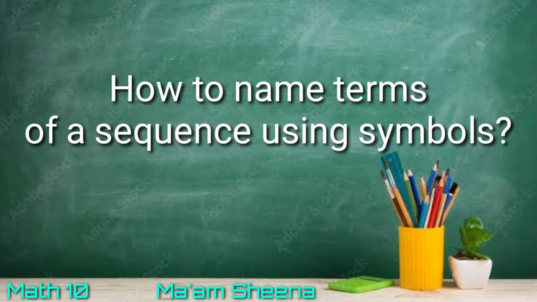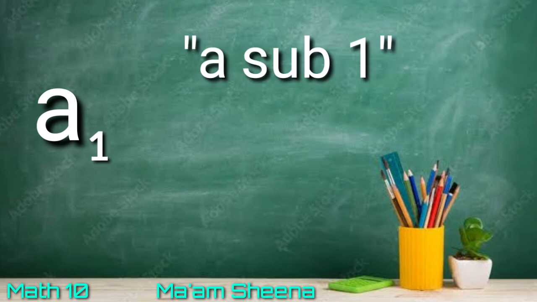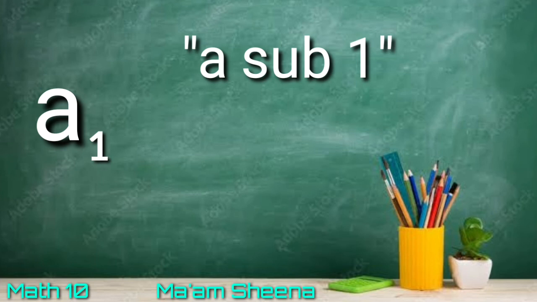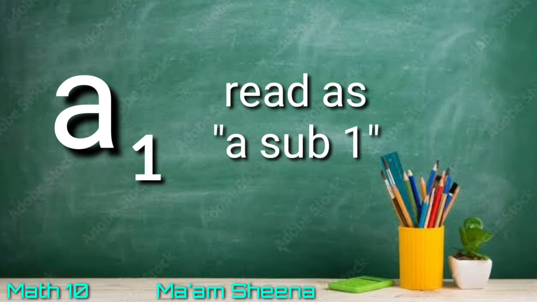Now, I'm going to teach you how to name a certain sequence. To name it using symbols, we're going to use the small letter a, and we're going to have your a sub 1. Again, the a sub 1 denotes your first term. A sub 1, that's the proper reading. And to write it, you use the small letter a and a small 1 written below it. So that is read again as a sub 1.